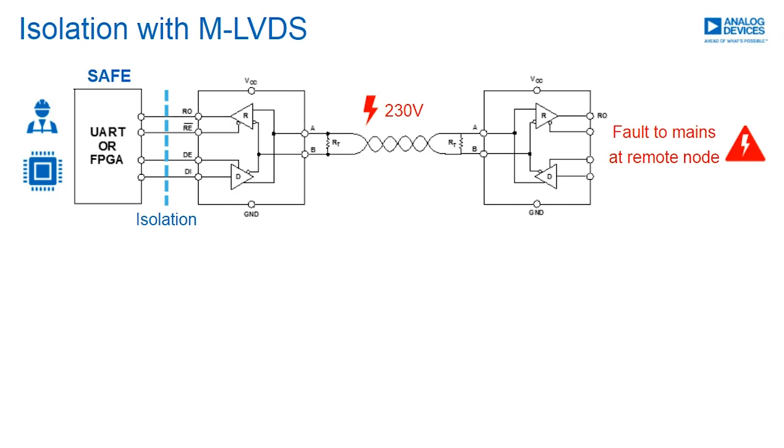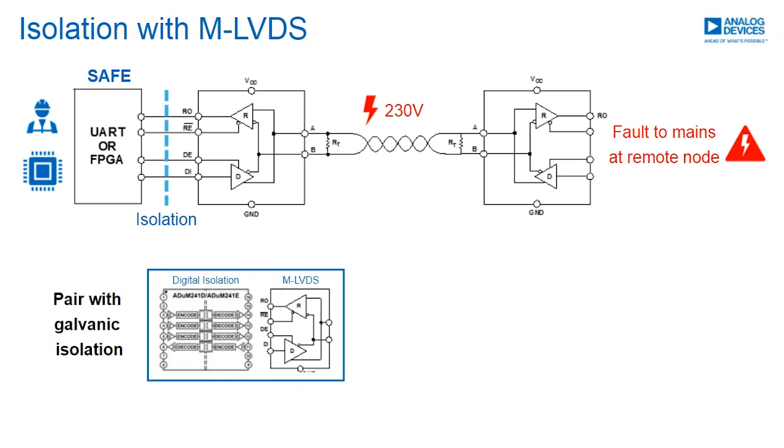Now, how to isolate transceivers with M-LVDS? This can be easily achieved by pairing Analog Devices digital isolation technology with one of the M-LVDS transceivers that was discussed today.